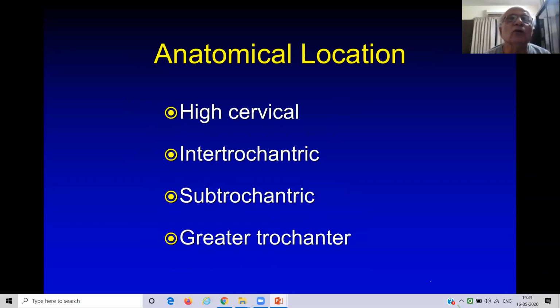Then what about the anatomical? That was the first part, I talked about transposition. Second is called anatomical location, whether it is high cervical, intertrochanteric, subtrochanteric or greater trochanteric. These will be mainly on the femoral side, not on the acetabular side.